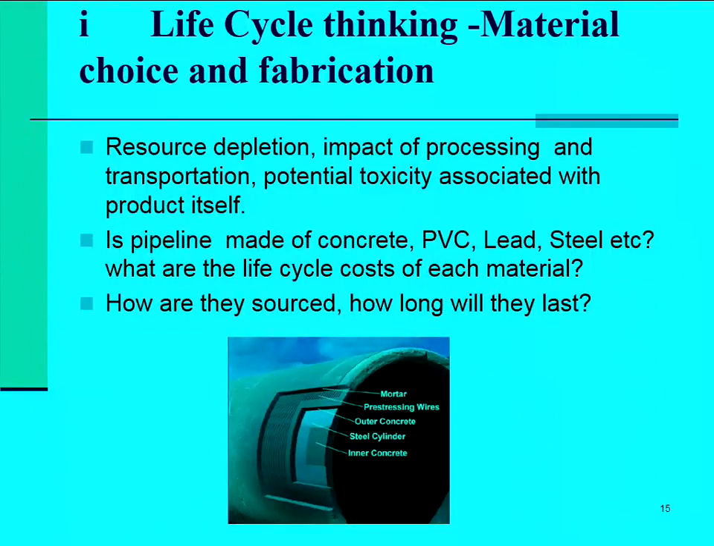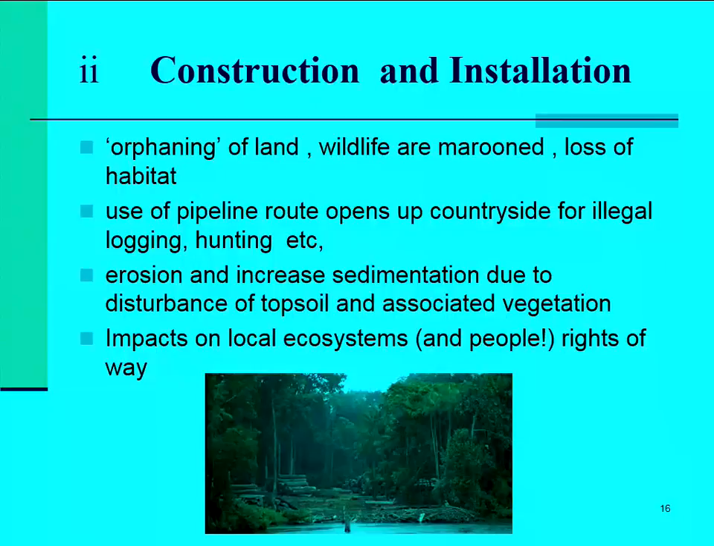Then you put in a pipeline so they can't get easily from there to there, or if they can, people can see them, people can go and hunt them and kill them. You've got erosion and sedimentation when you're doing crossings. Obviously, if you've got a pipeline, it's got to go across water. That can cause erosion. You've got impacts on ecosystems and also impacts on people.